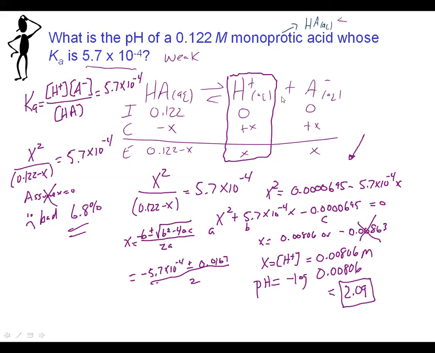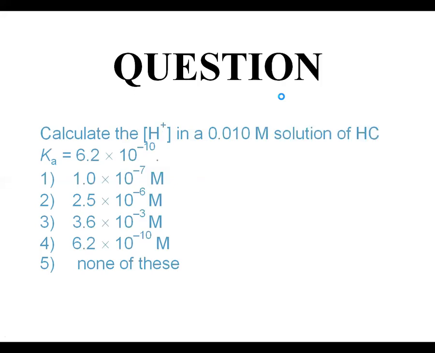All right. So why don't you try this one here, see what you come up with. We've got some options there. We're looking for the H plus concentration in this case for a 0.01 molar solution of HCN, hydrocyanic acid, Ka value 6.2 times 10 to the minus 10. Take a couple of minutes here and see what you come up with.